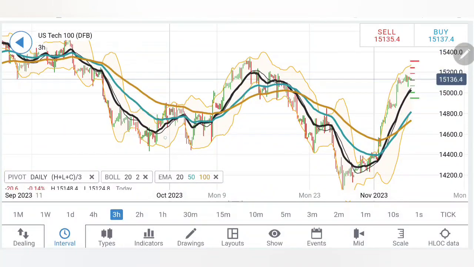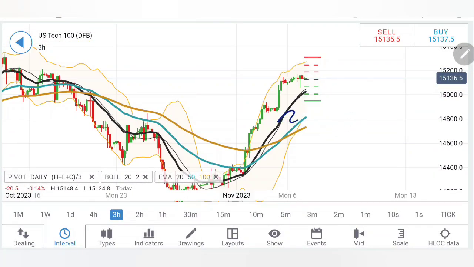Coming to the 3-hour charts, similar observation here. The only thing is, it has to stay below 15100 for further bearishness, but then also the 15080, 15060 zone is a very good support, and then below that, the 15,000 levels.